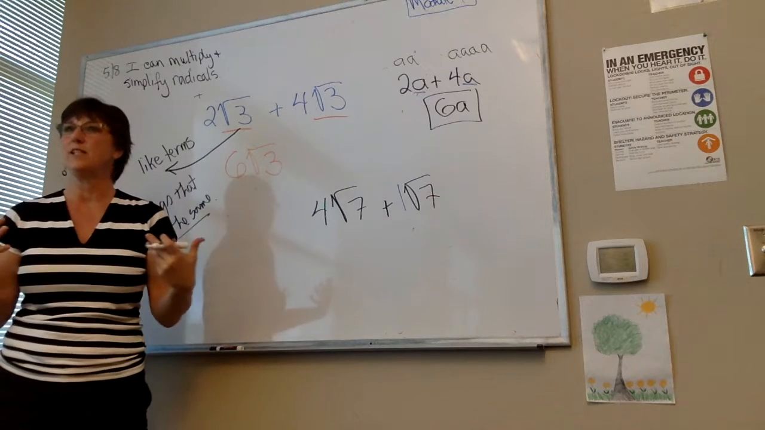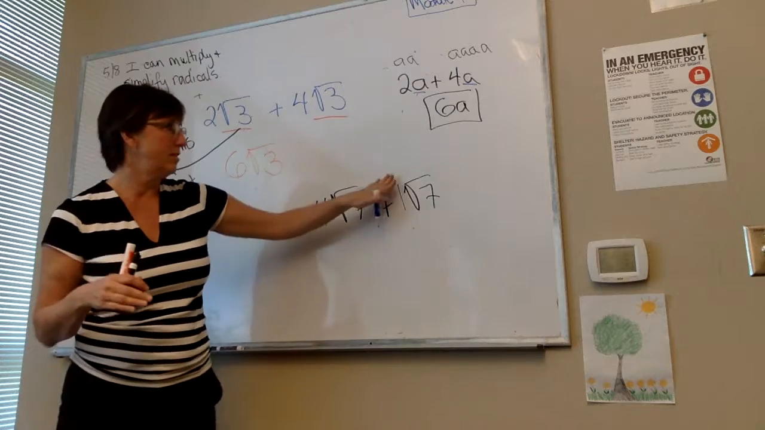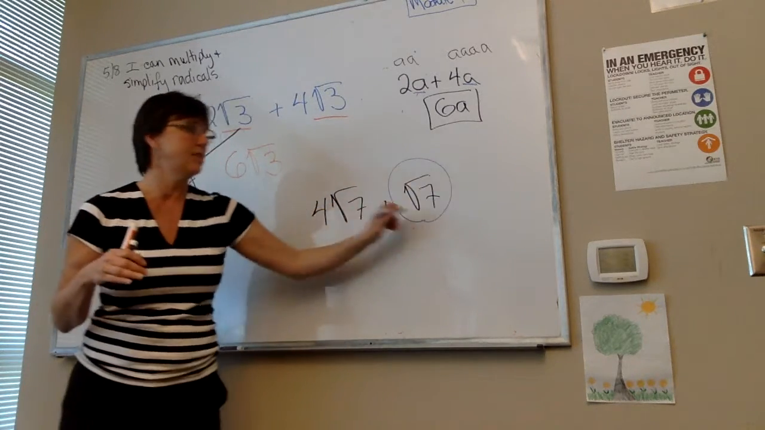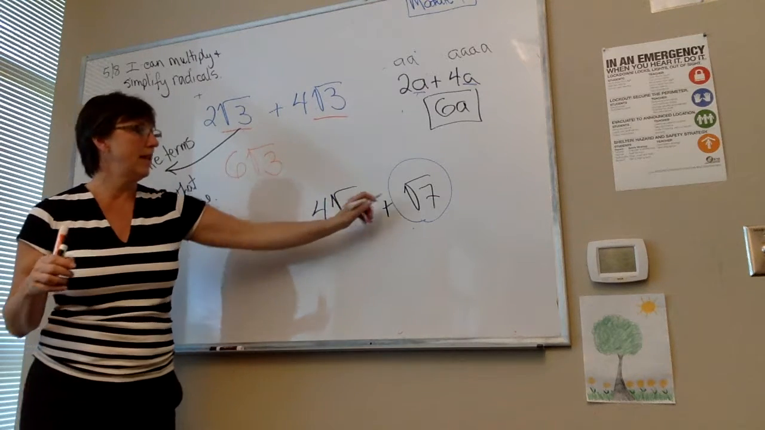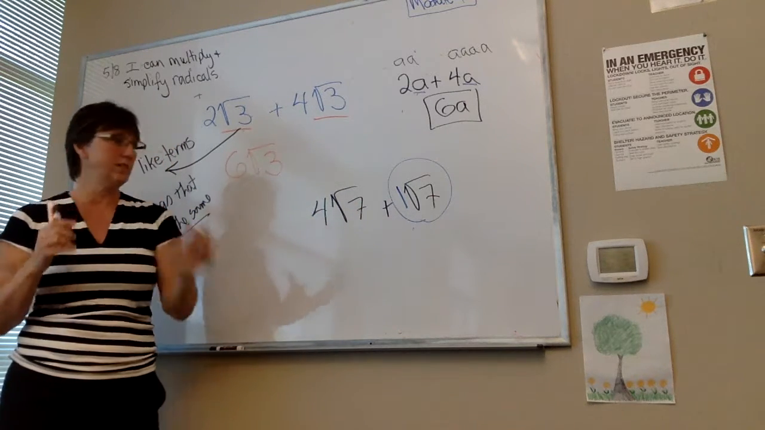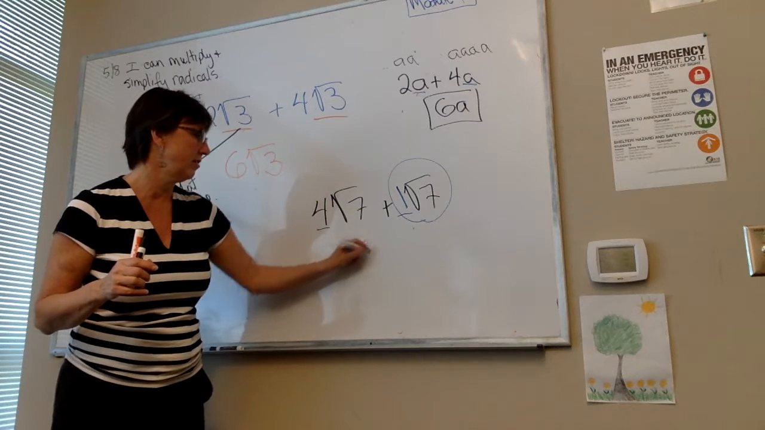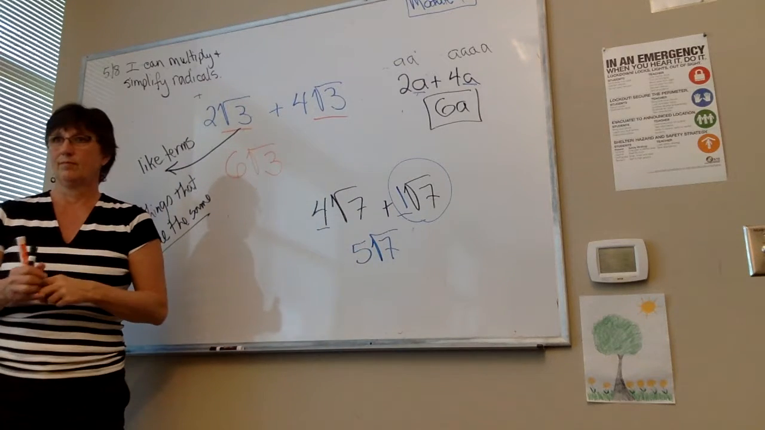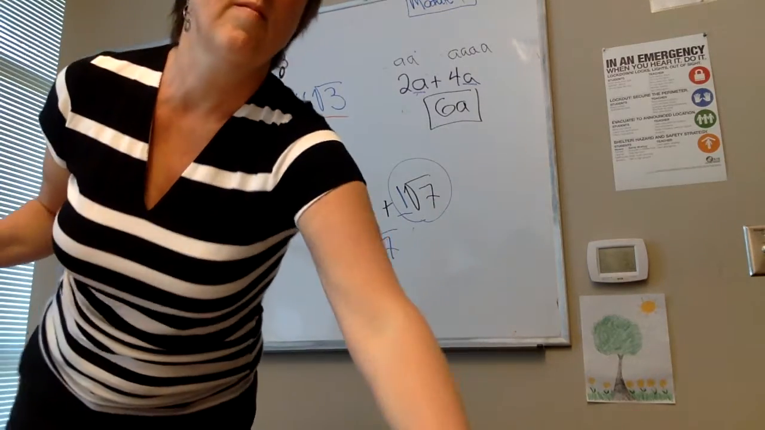Because remember, as mathematicians, we like to be efficient. So without that 1 written there, how many of these do you see, Katie? 1. That is why we don't have to write it, because you can recognize that there is just a single 1 there. So we add the numbers that are in front, 5 radical 7. How about a subtraction problem? Because that does happen.